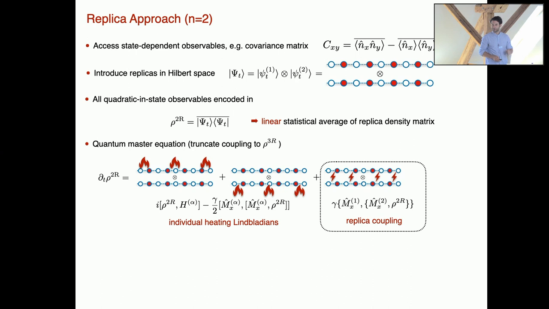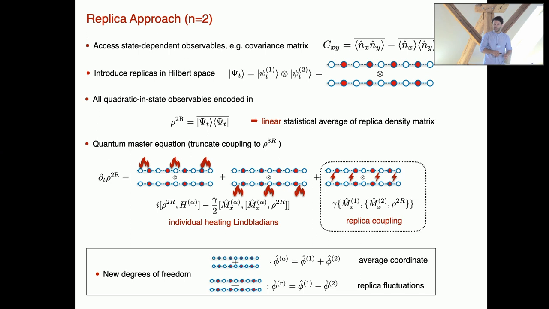And the question is now, what are the right degrees of freedom in this problem? And it turns out that there is a proper choice of degrees of freedom, which is exact if the theory is Gaussian and very useful otherwise when we want to expand about a Gaussian state. And these are the average coordinate, the sum over these replicas, and these relative replica fluctuations.